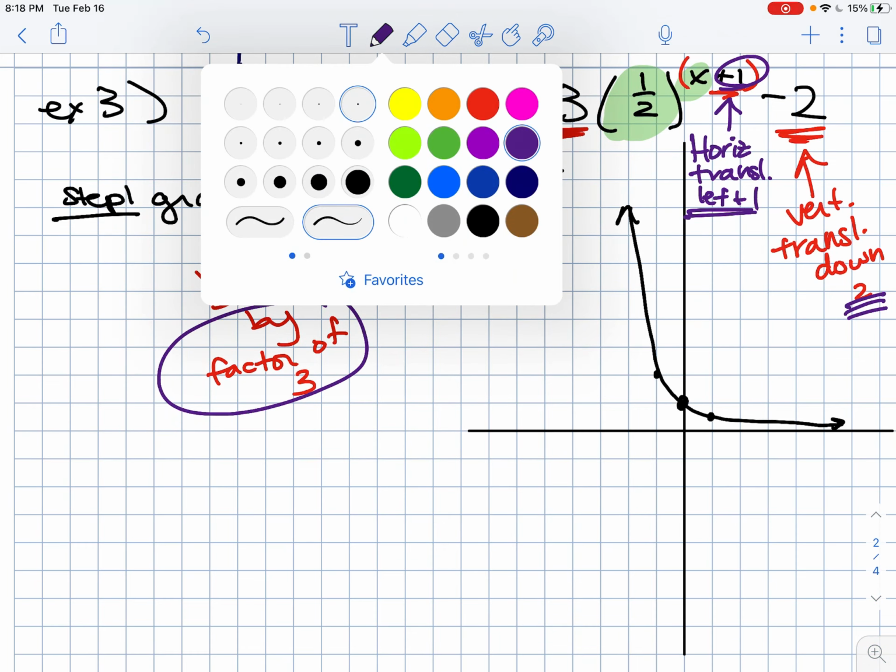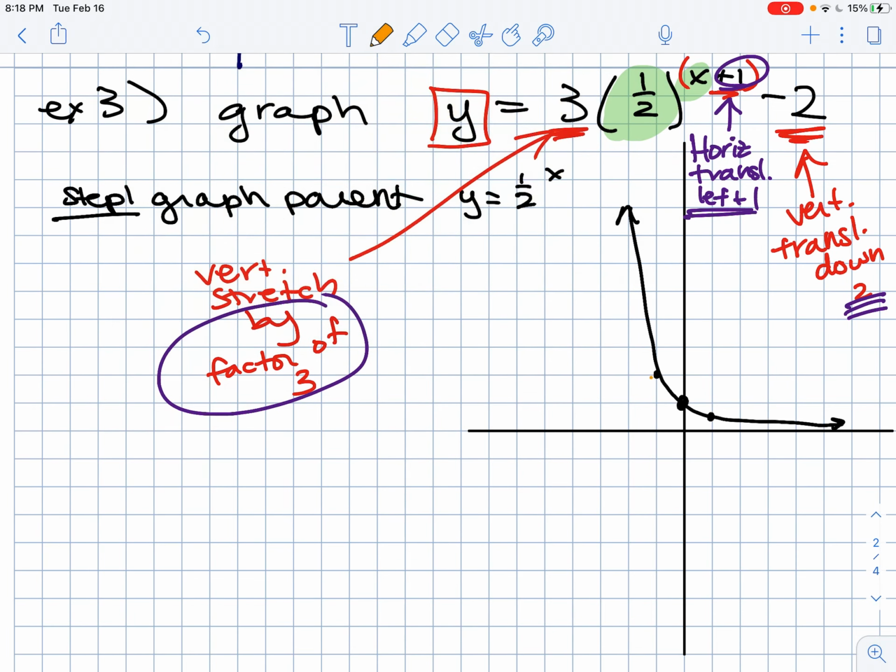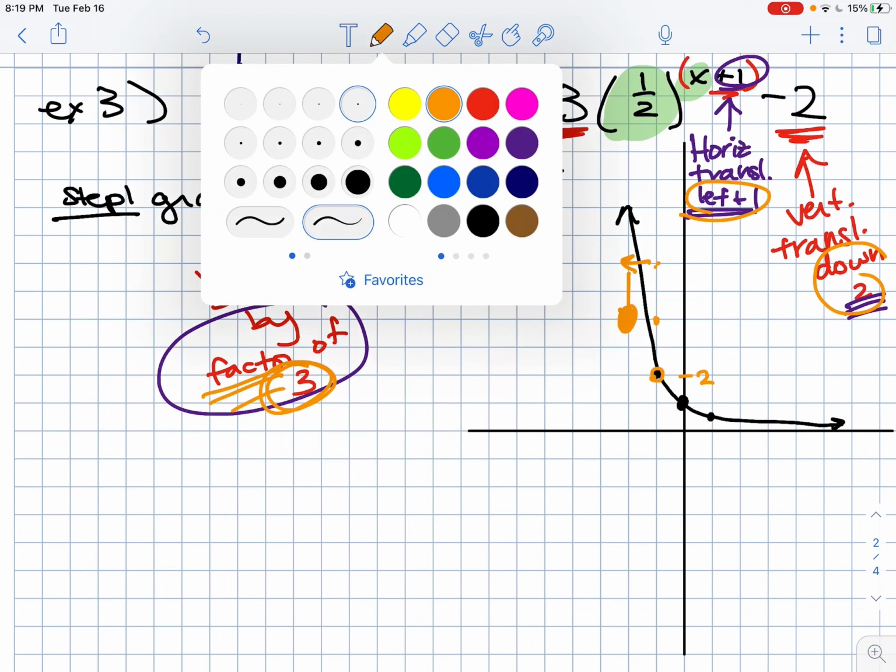So first thing we're going to do is find the height of each point. So here's our point right here at 2. If I stretch it by a factor of 3, that just means I'm going to multiply it by 3. So 2 times 3 is 6. So we're going to stretch that to 6. So 2, 4, 6. Here's my new point. And then we're going to go left 1, down 2. So here we go, left 1 and down 2. So that's my new point after the stretch and translations. So here we go. I'm going to make that a little dot.